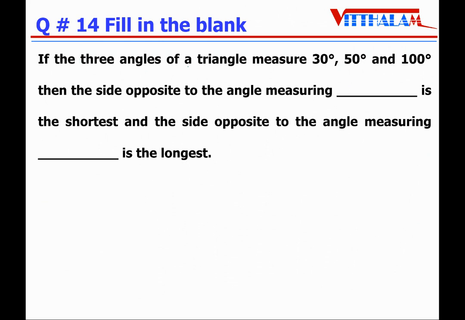If the three angles of a triangle measure 30 degrees, 50 degrees, and 100 degrees, then the side opposite the angle measuring blank is the shortest. Shortest means the smaller angle, opposite to the smaller angle is shortest, so measuring 30 degrees. And the side opposite the angle measuring 100 degrees is the longest. Next.